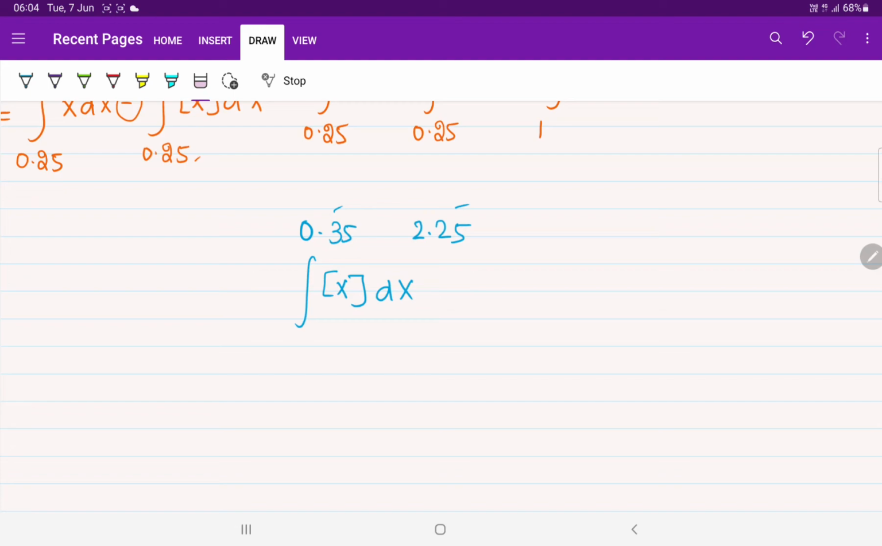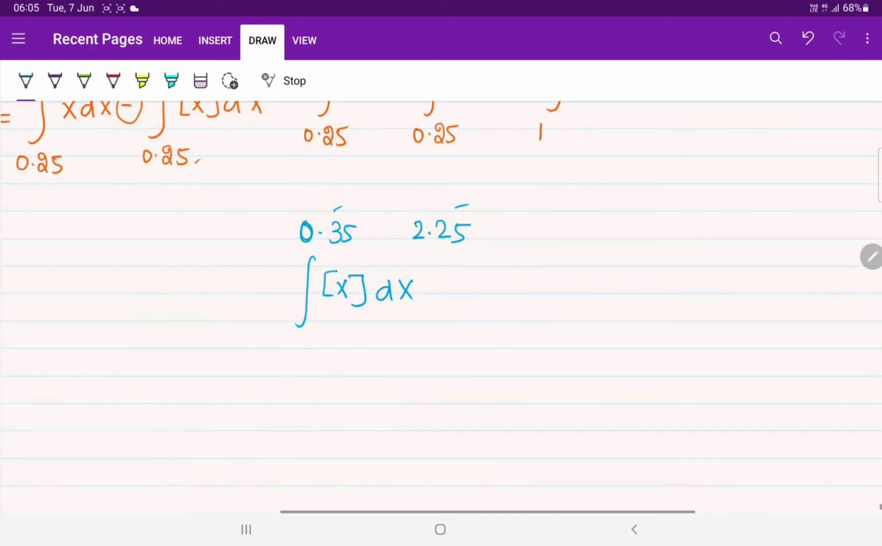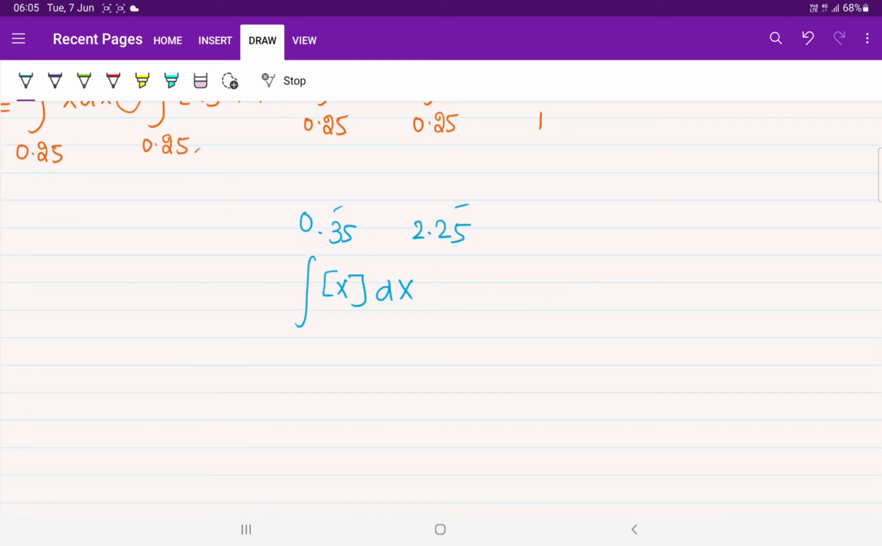See, otherwise take the direct value. So 2.25 is given, sir, how can I proceed further? If 2.25 itself is given, let me tell you, this limit can be broken. How will you break it?